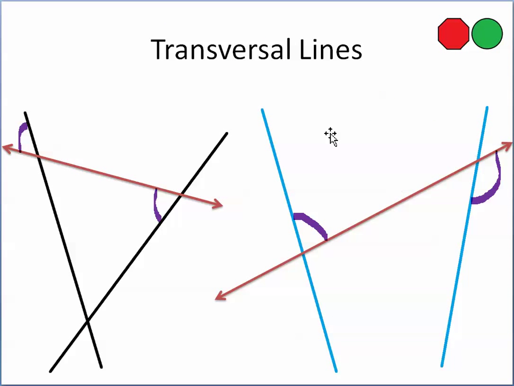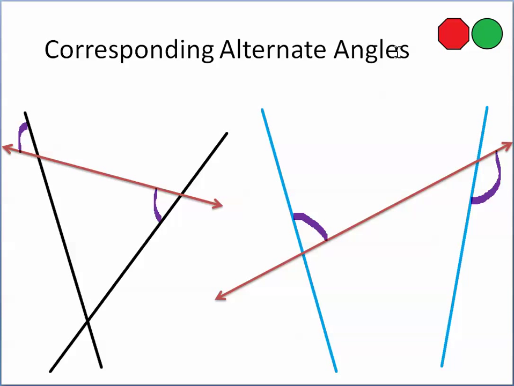All right, transversal lines. See if you can figure out how the purple angle measurements relate to each other, or what their relation is with each other. Click on the stop sign, then come back after you've figured it out to see if you know what they are. All right, let's see how you did. They are corresponding alternate angles.